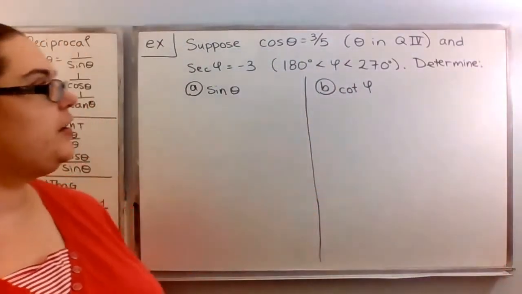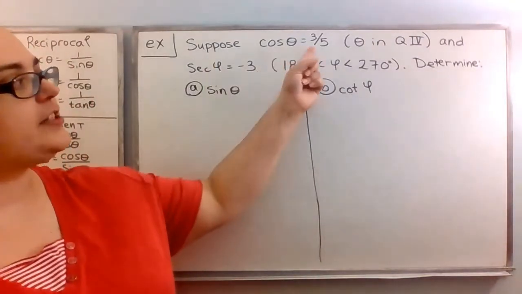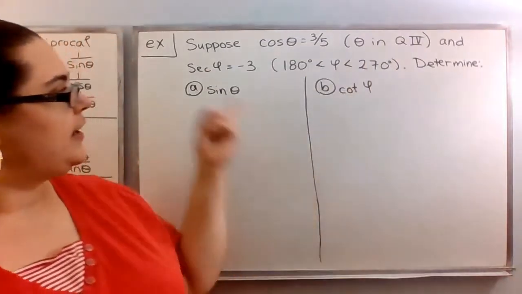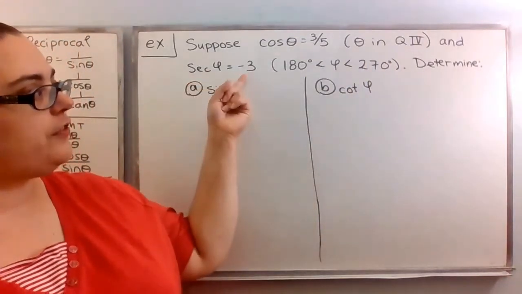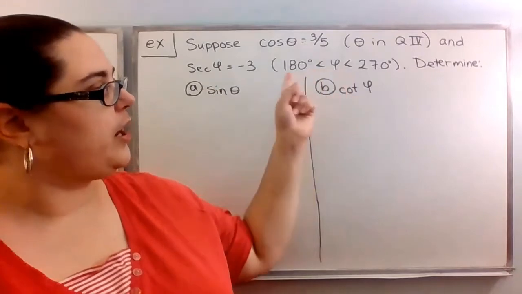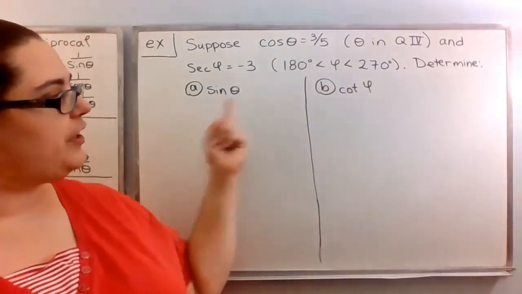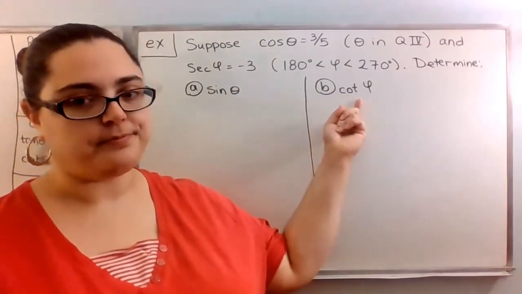Just a reminder, we're going to suppose that cosine of theta is 3/5 and theta lives in the fourth quadrant. And secant of phi is -3 and phi lives between 180 and 270 degrees. And we want to find sine of theta and cotangent of phi.